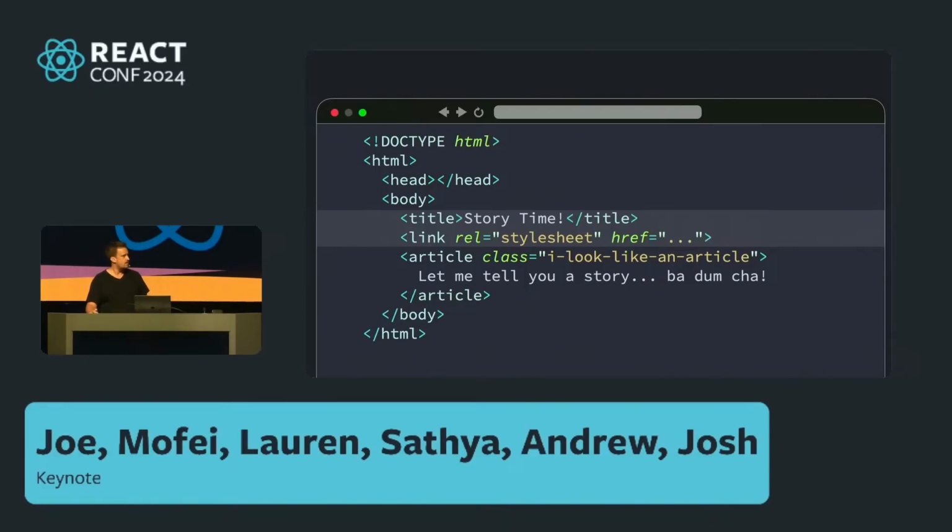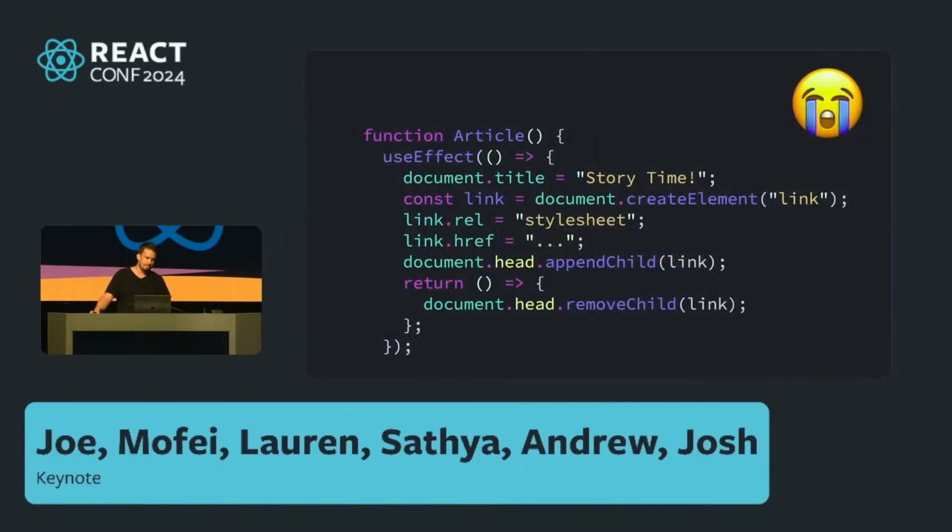So let's see how we might solve it today. One sign of good composition is whether you can understand a component's behavior without having to consider all of the other components in your application. We call this concept local reasoning. We can preserve local reasoning by using useEffect or portals directly inside our article component to insert these tags into the document.